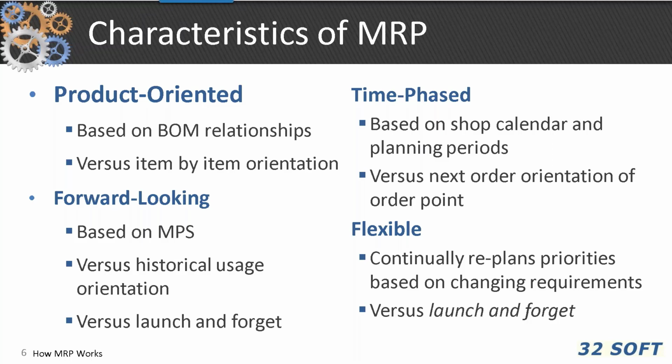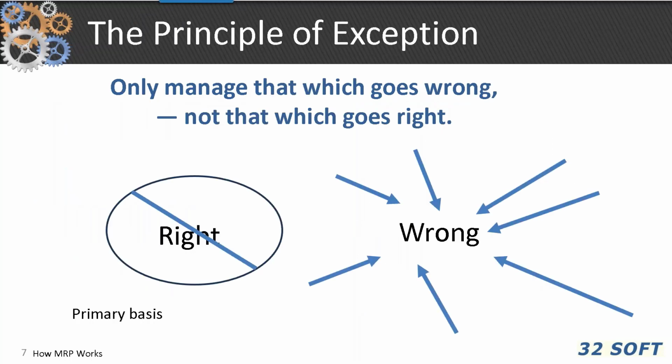MRP is based on what is called the principle of exception. Only manage that which goes wrong, not that which goes right. If MRP is in phase with the plan, there's no need to notify you of any exceptions.